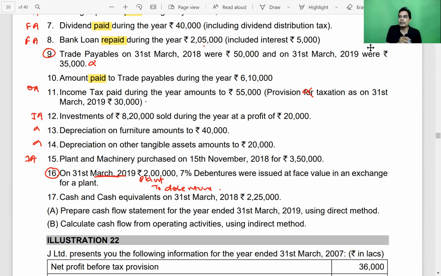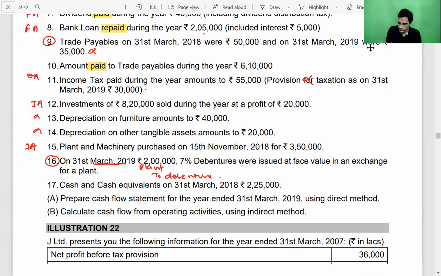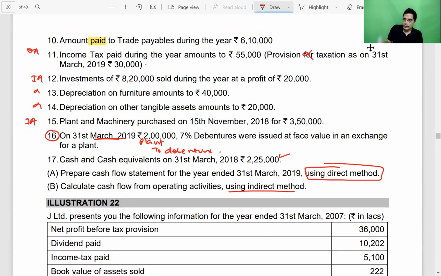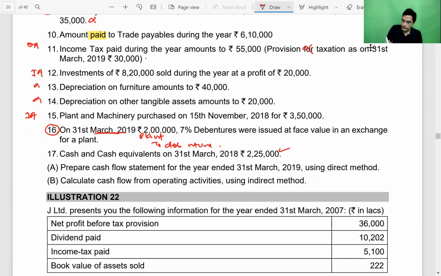Operating activity is the only activity which is prepared under direct or indirect method. For other activities, only the direct method is there. Opening balance of cash and cash equivalents. Then they are asking us to prepare the cash flow statement using the direct method, first requirement, and then to calculate the cash flow from operating activity using the indirect method. So first, prepare the cash flow statement using which method? Direct method. Let's do that. Then we will discuss the second part of the question.